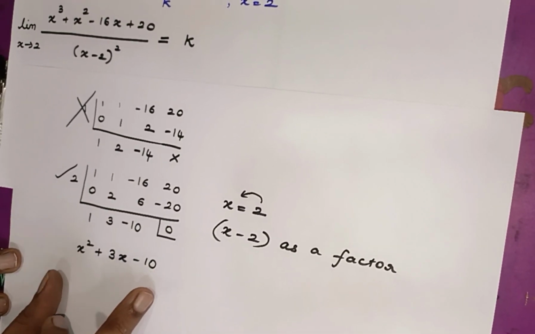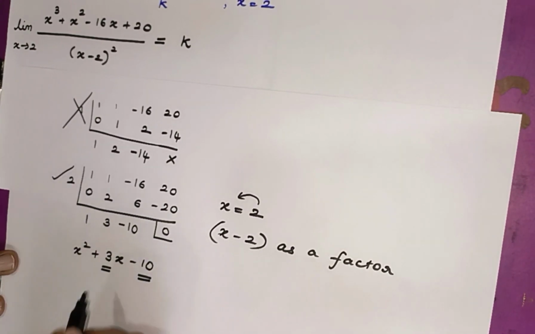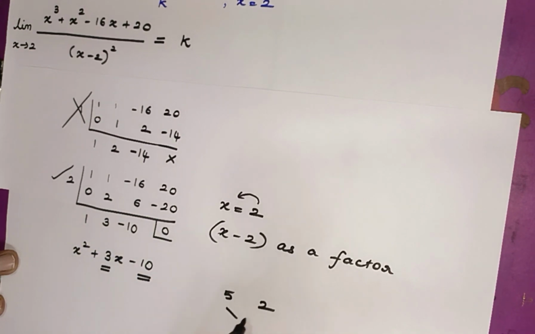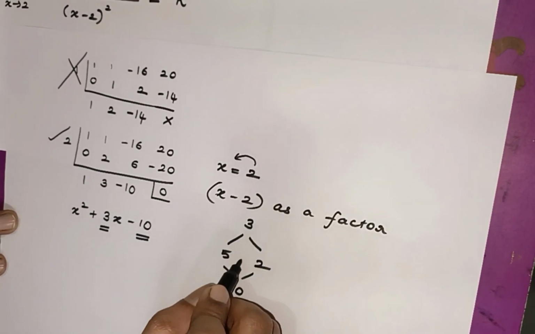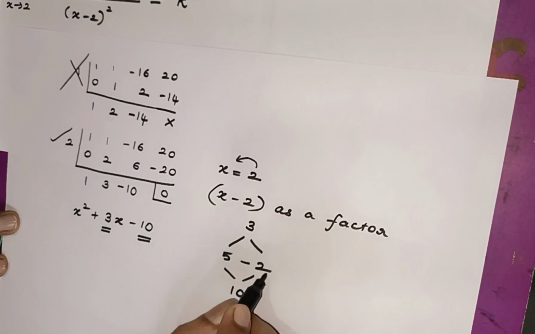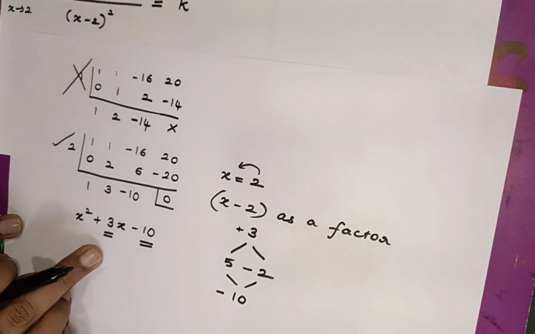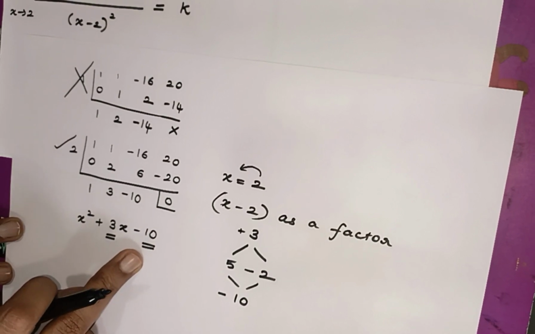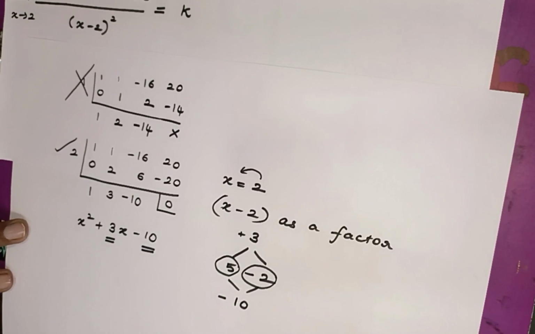Now we have to factorize this quadratic equation. This is the product of the roots and this is the sum or difference of the roots. In which tables can we get 10? 5 twos are 10. 5 minus 2 is 3. So when I substitute, minus 5 into minus 2 becomes minus 10, and 5 minus 2 becomes plus 3. Can we get the result now? Plus 3x, product minus 10. So we have obtained the roots as 5 and minus 2.